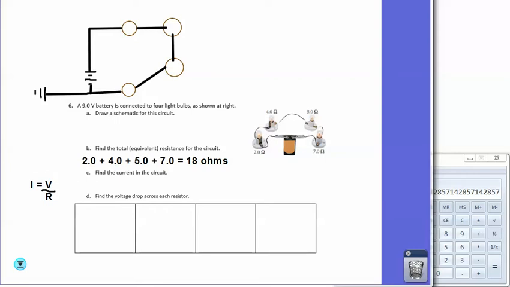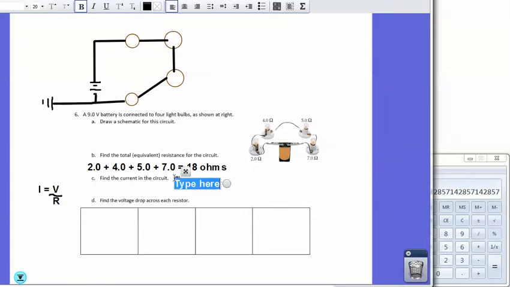So in this case, the current is 9 divided by 18. What does that equal? Well, 9 divided by 18 is 0.5. This is volts over ohms, so this is going to be regular amps. But we don't do that. We don't do 0.5. We would actually say 500 milliamps.